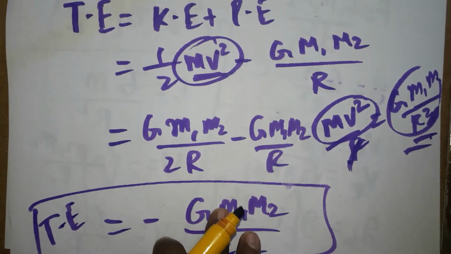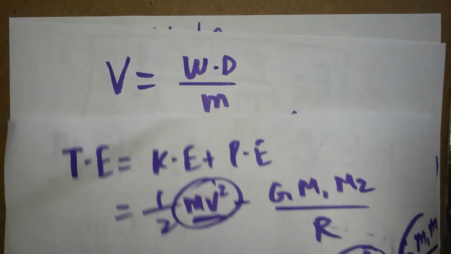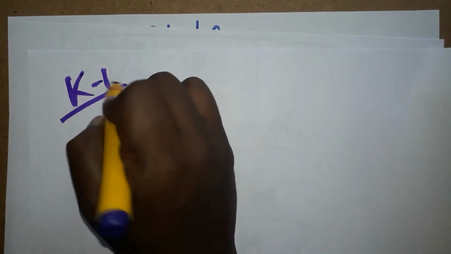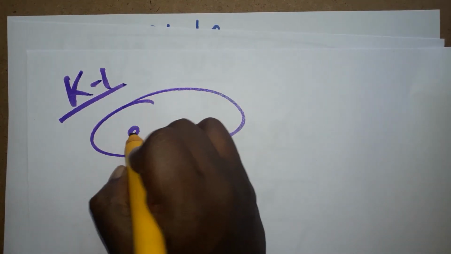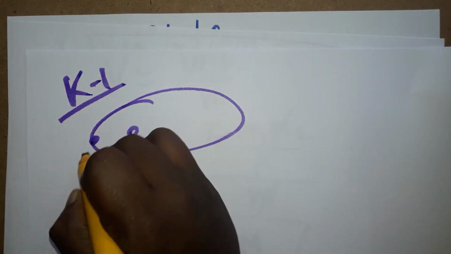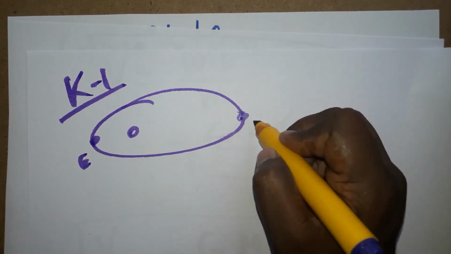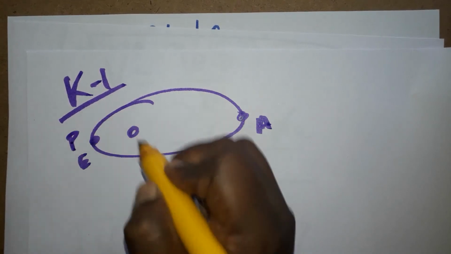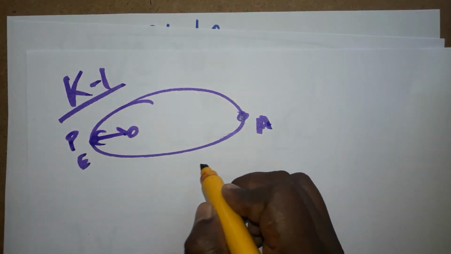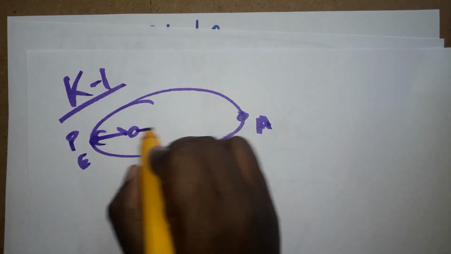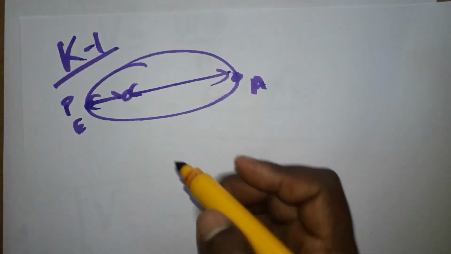The next thing we are going to discuss is Kepler's law. There are 3 laws in Kepler's law. The first law is based on the point when the earth is close to the sun, which we take as perigee. When it is at a far distance, we take it as apogee. The first law says when the earth is close to the sun, we call it the perigee point, and when the earth is at a longer distance from the sun, we call it the apogee.